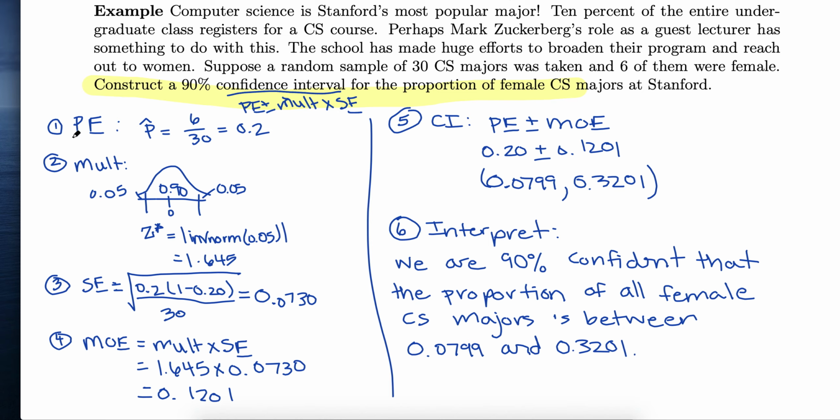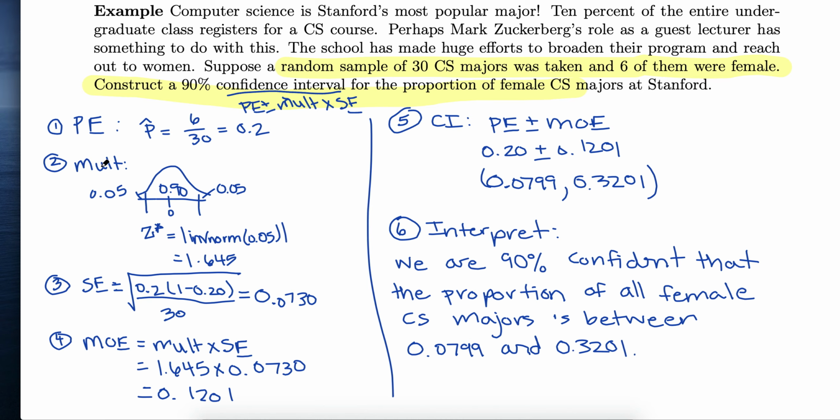First part, our point estimate. To estimate P, the proportion of everybody, use p hat, the proportion from the data, and they tell us that from our random sample of 30, 6 were female, so 6 out of 30, or 0.2, is our estimate based on the data. We need to assign with this a level of confidence and the variability we expect if we took a different sample of 30.